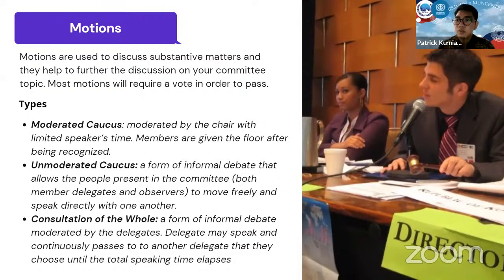until the total speaking time has elapsed. So for unmoderated caucus and consultations of the whole, you don't need to specify topic and you don't need to specify individual speaking time. So simply propose the nature of the motion and then propose the total time. For example, Delegate of Indonesia would like to propose unmoderated caucus for 15 minutes, or Delegate of Indonesia would like to propose consultations of the whole for 15 minutes.